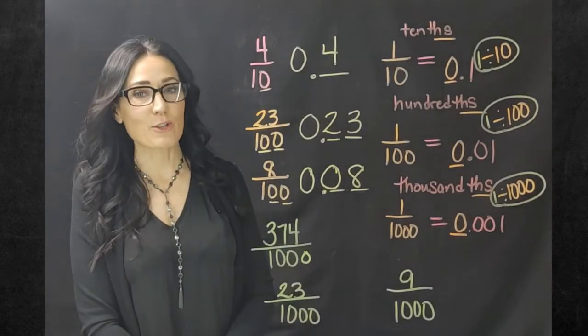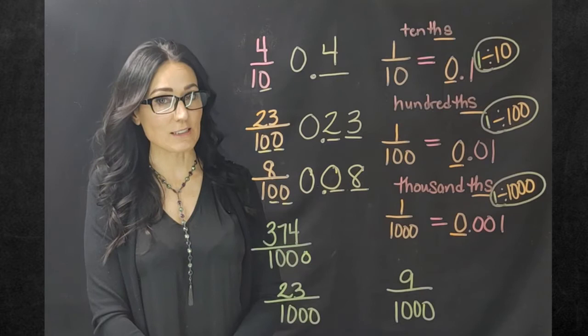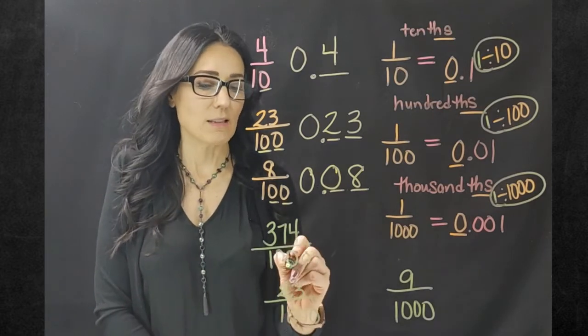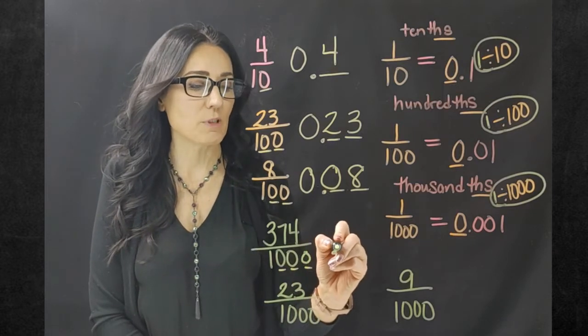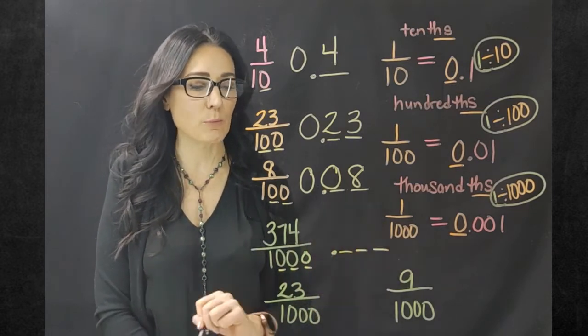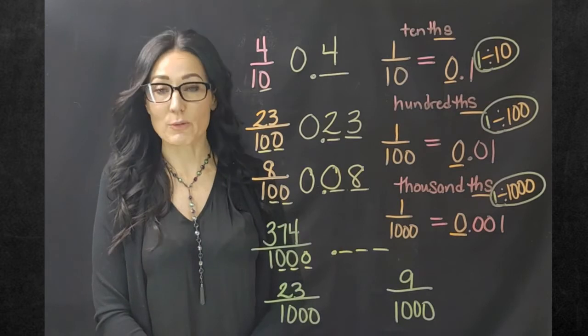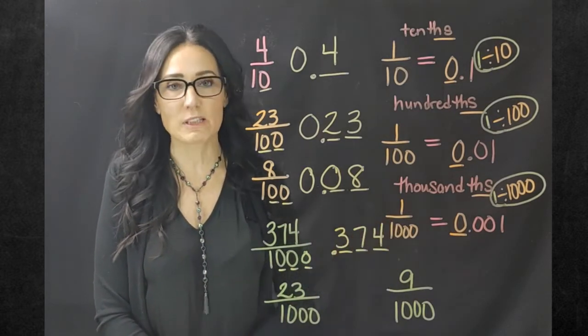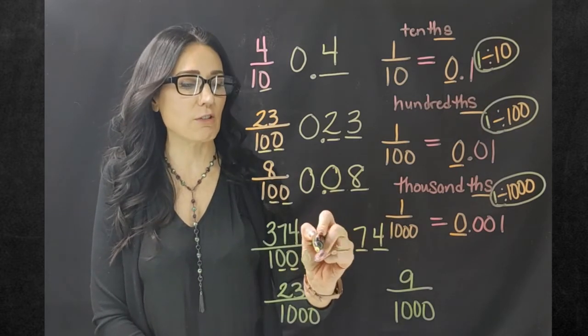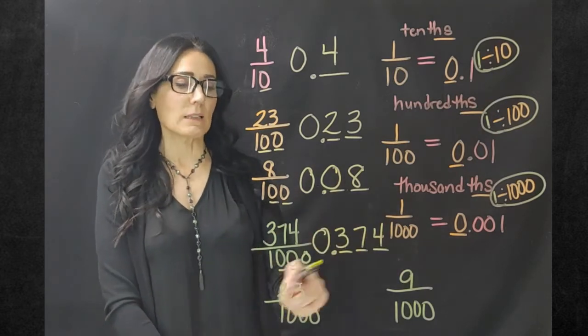All right, now let's go to 374 thousandths. So I know that there are going to be 3 decimal places because this is the thousandths place. So I've got 1, 2, 3 decimals. Now I only have 3 numbers because 374 is going to fit perfectly within those 3 slots, okay? And I have 0 whole numbers. But let's take a look at the next 2.